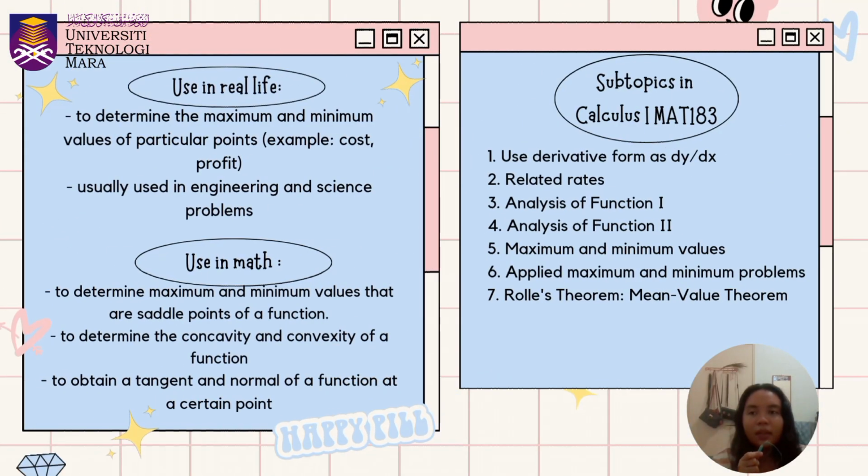The subtopics in Chapter 3 of Calculus 1 MAT183 are derivative form as dy over dx, related rates, analysis of function 1, analysis of function 2, maximum and minimum values, applied maximum and minimum problems, Rolle's theorem, and mean value theorem.